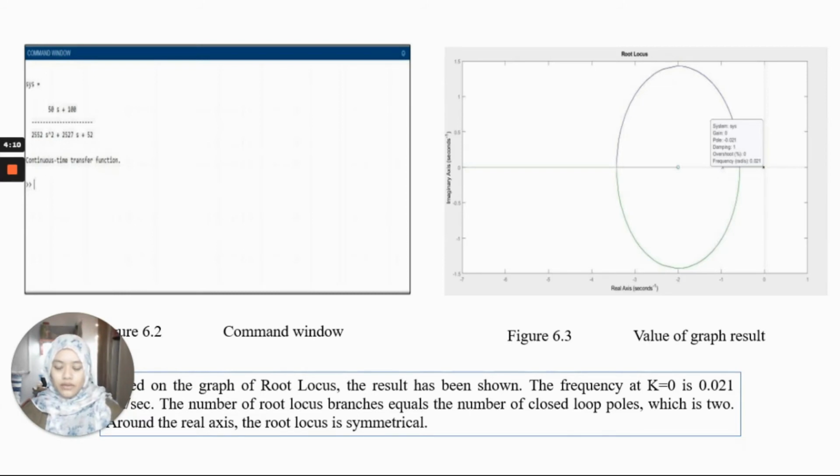Based on the graph of the root locus, the result has been shown. The frequency at k equal to 0 is 0.021 radian per second. The number of root locus branches is equal to the number of closed loop poles, which is 2. Around the real axis, the root locus is symmetrical.